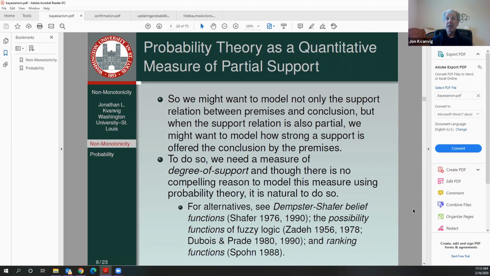Instead of using probability theory to model degrees of support, you might use Dempster-Shafer functions. You might use the possibility functions of fuzzy logic that were first developed in the 50s through the 70s and into the 80s and 90s. And there's also ranking functions from Spohn in 1988, and he's been working on that project ever since the 80s. He had a recent book come out on it. So there are alternatives to using probability theory, but it's the simplest approach since probability theory is a fairly common mathematical theory that we all know a little bit something about.